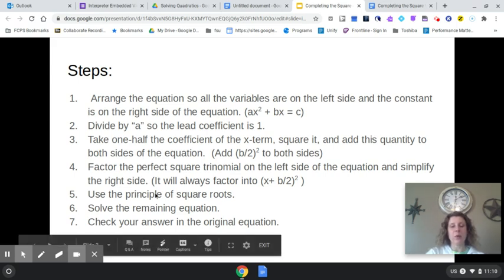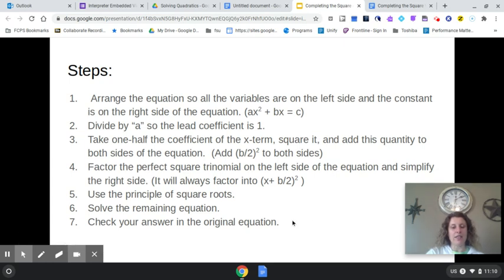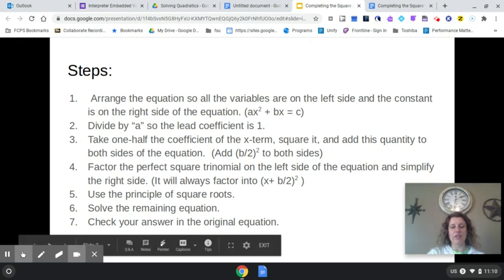Step number 5, we're going to use the principle of square roots. Step number 6, we are solving the remaining equation. And 7, it's always a good idea to check your answer in the original equation. All right, let's take a look at some examples.